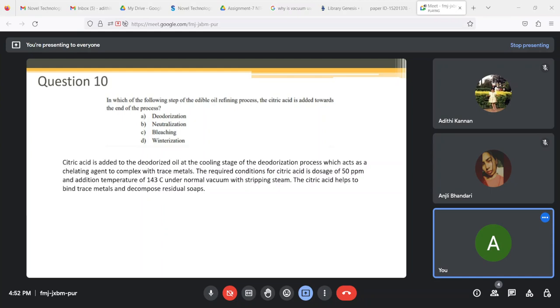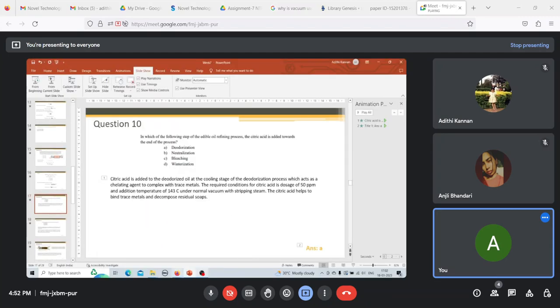So often your oil will have trace metals such as magnesium, calcium and so on, sodium. So calcium, magnesium, sodium will all be present in your oil, and to remove those trace metals, citric acid is added towards the end of the deodorization process at the cooling stage. So in the deodorization process, you will actually heat up the oil and then you will bring it back to a cooling stage as well. So during that cooling stage, you will add citric acid.